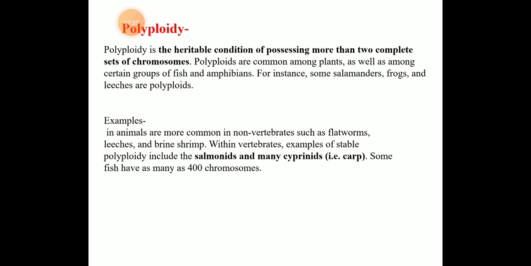Within vertebrates, examples of stable polyploids include the salmonids and many cyprinids, which we also call carp. Some fish have as many as 400 chromosomes. So this is the difference between polyploids and aneuploids. In polyploids, many organisms have more than two sets of homologous chromosomes and are called polyploids.